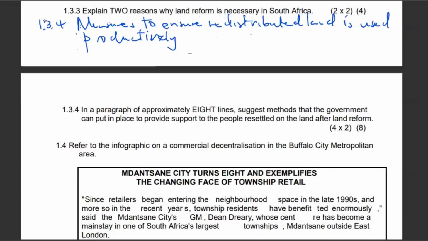So the government must ensure that they keep track of the redistributed land to ensure that the land is used productively. They must always monitor or put measures in place to keep a watchful eye on the land which has been redistributed to check if the land is being used productively.